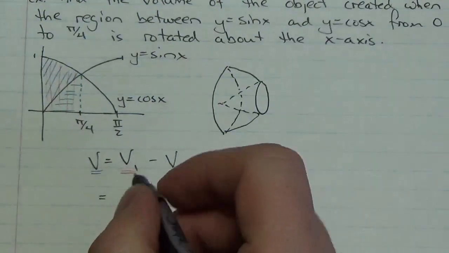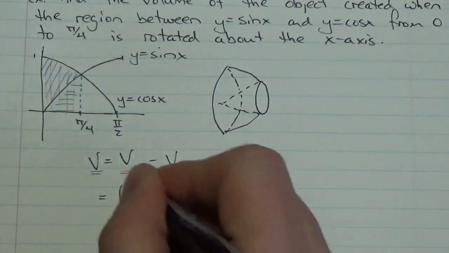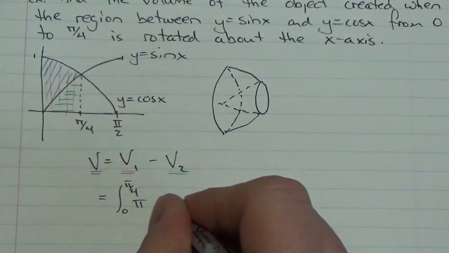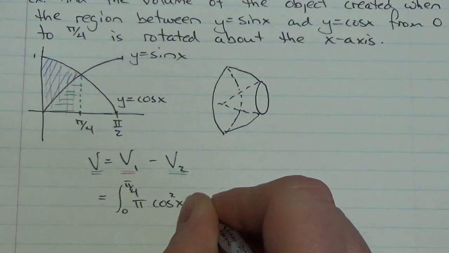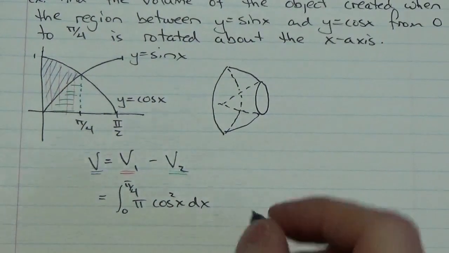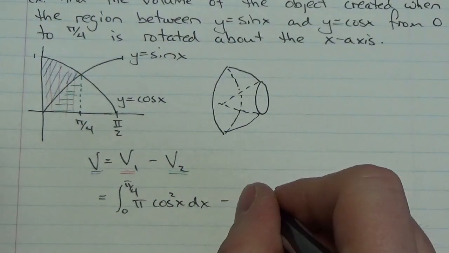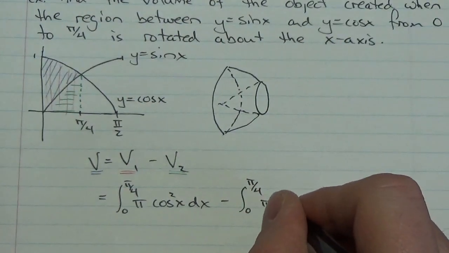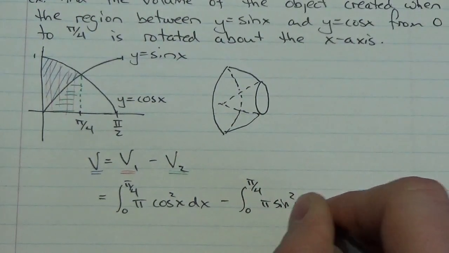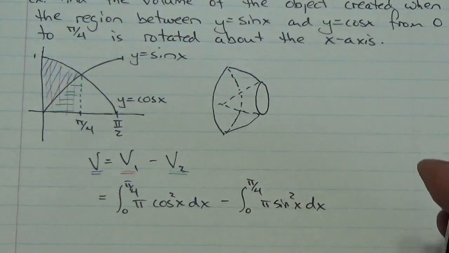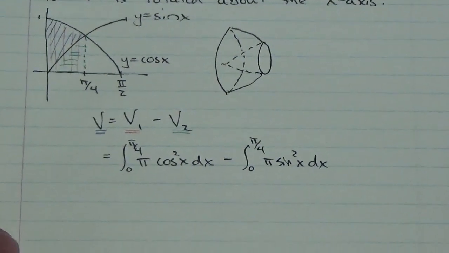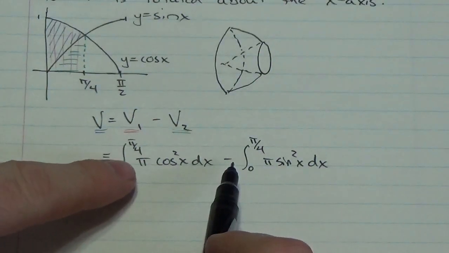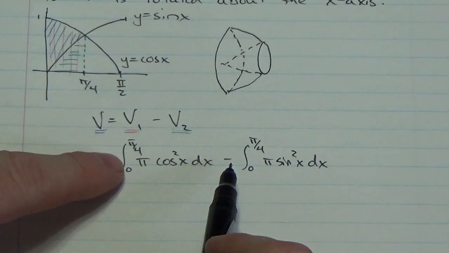So the volume of that first one there, that is going to be the integral from 0 to pi over 4, okay, of pi multiplied by the cosine squared of x dx. And then I am going to subtract from that the integral from 0 to pi over 4 of pi multiplied by the sine squared of x dx. Okay? Now, I can do a few things.